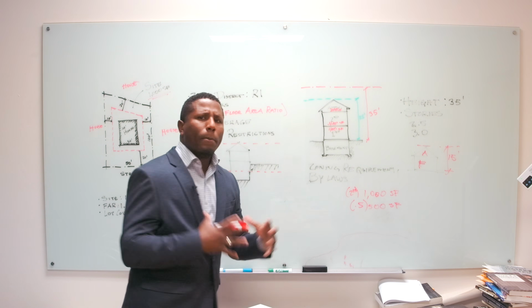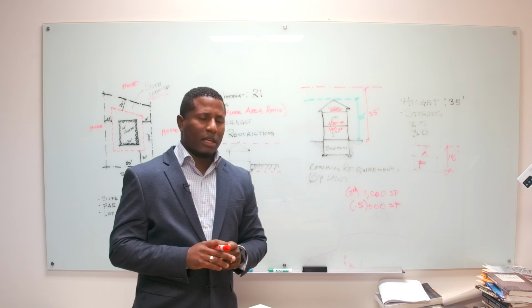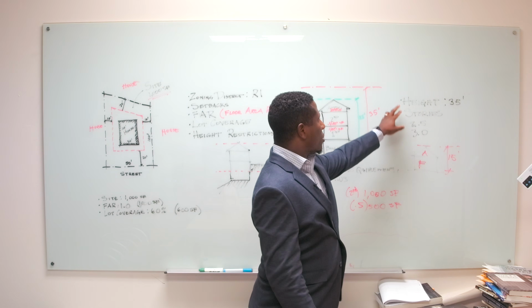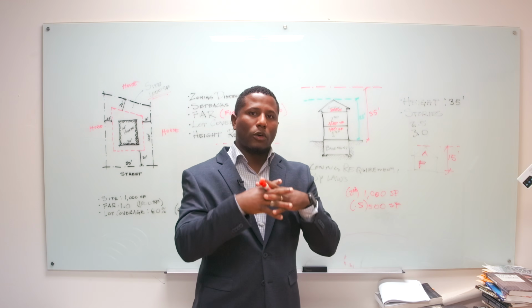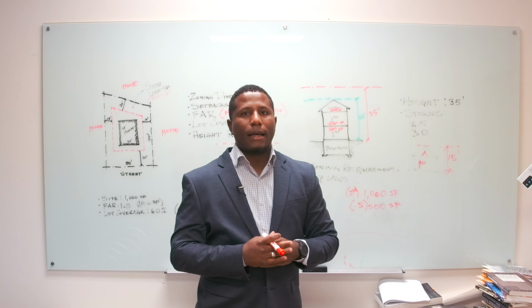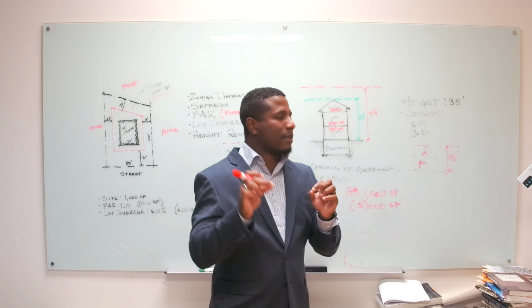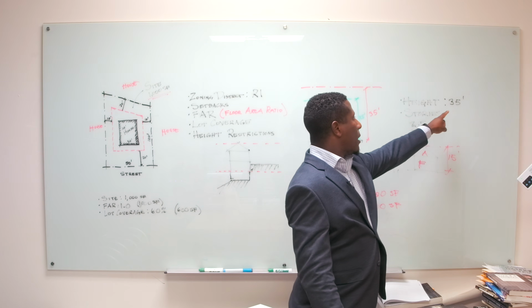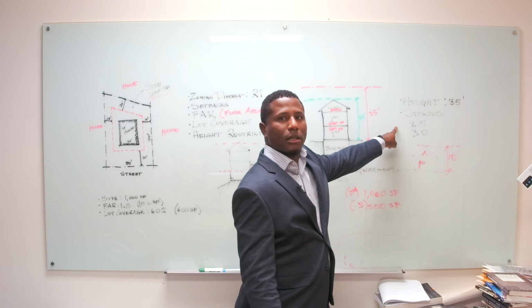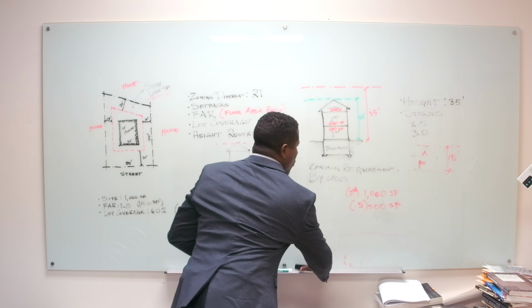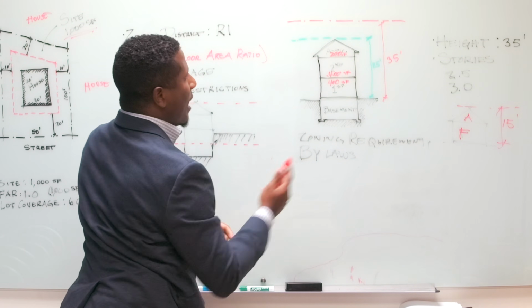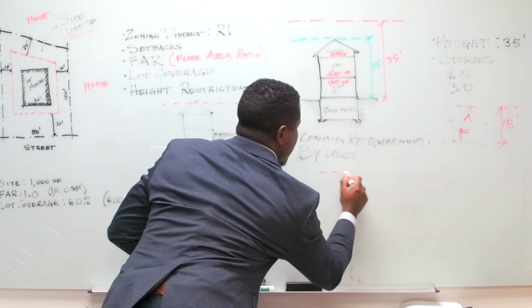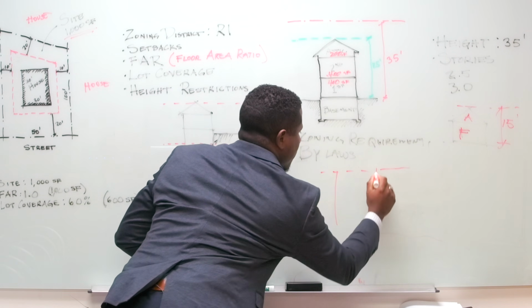So it's very important for you to really look into this, because this relationship of height and stories, they correlate. Some cities specifically say 35 feet, but they don't tell you the stories. What that means is that if you go back, let's say you have a 35 feet limit.